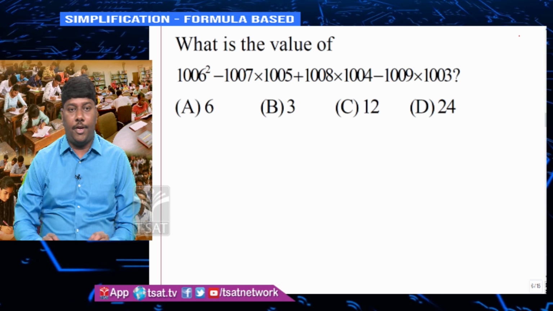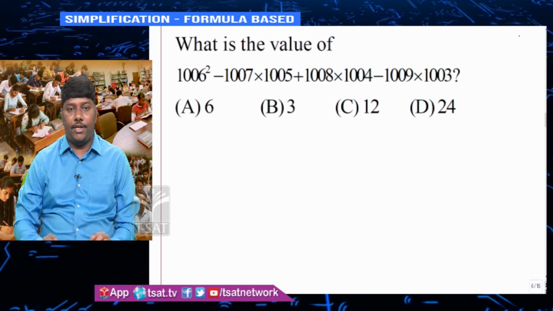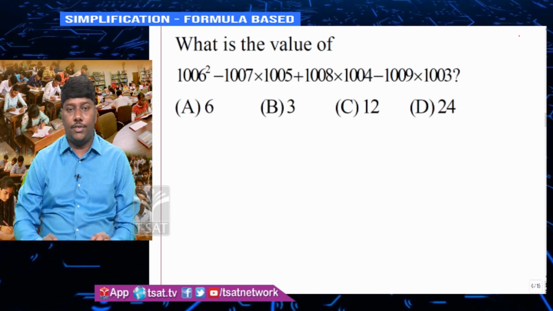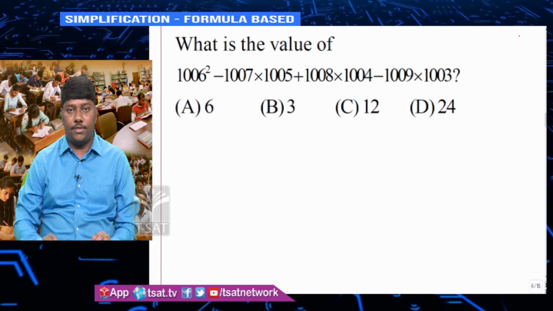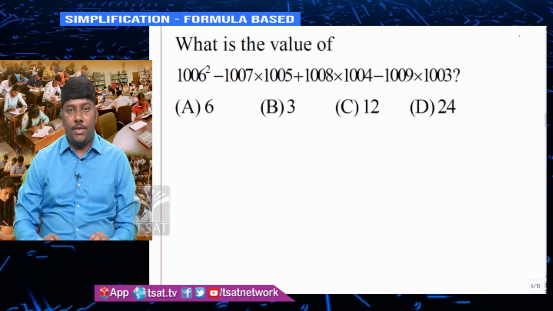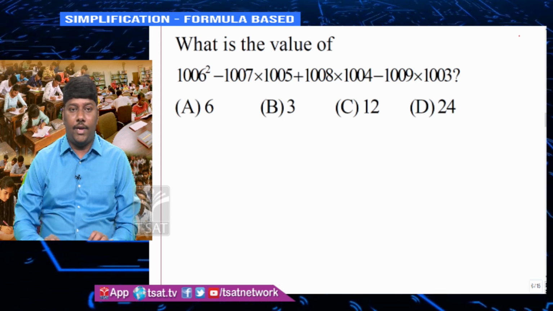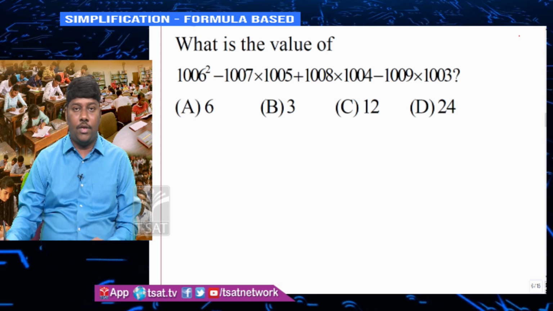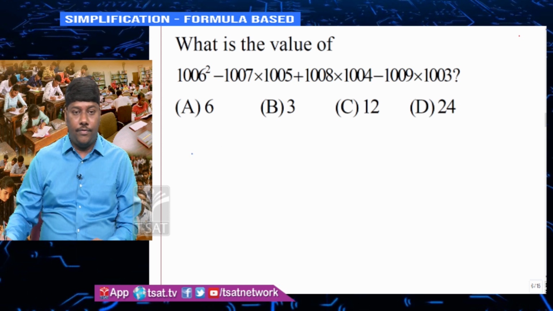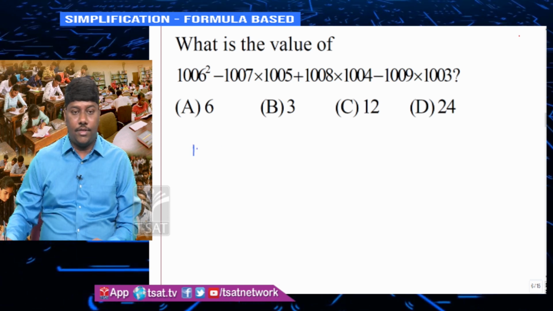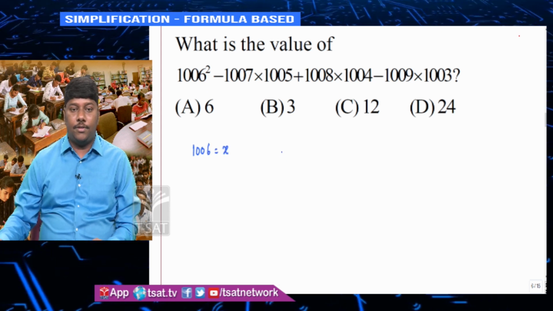Now look at the problem on the screen. What is the value of 1006 whole square minus 1007 into 1005 plus 1008 into 1004 minus 1009 into 1003? If you literally do it manually, it will take a lot of time by using calculation. But see, how do we actually apply the formula? If you look at 1006, assume it as x. So let 1006 be equal to x, now the whole thing becomes, this is x square.